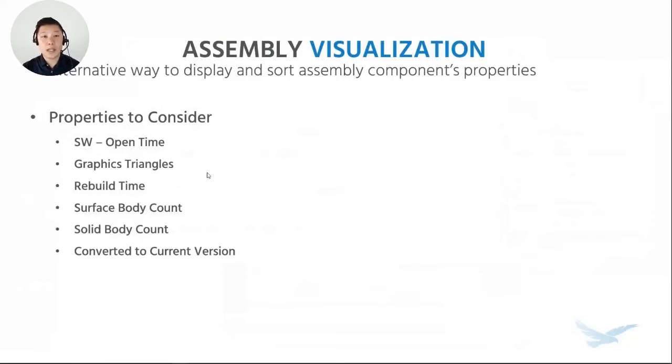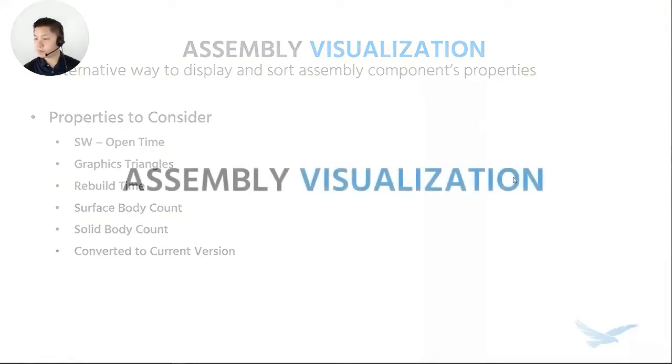And there are also other ones you can add in that are going to allow you to analyze the model, such as surface and solid body count. And then also say you wanted to check and see if something's converted to the current version, right? And with SolidWorks, with everything, you're going to find multiple ways to do the same thing. And instead of having to go with performance evaluation, you can do it in assembly visualization too. So let's look at it.